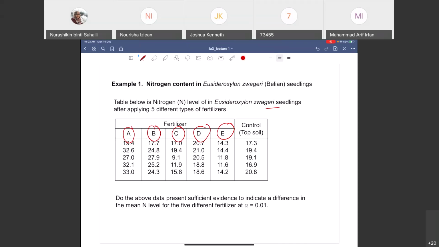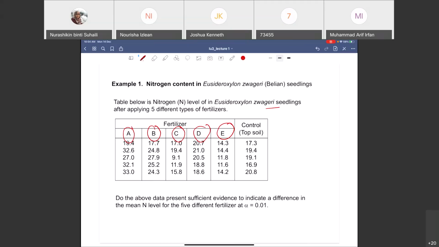This kind of ability to understand the problem is very important, because later on, if you are doing your research, you have to know what you're going to compare and what your focus actually is. That will lead you to the right measurement of data and the right analysis of data. So in this case, before you go to ANOVA, you have to understand first what you are looking at from this question. You are analyzing the N level of these seedlings when it is given 5 different types of fertilizers.